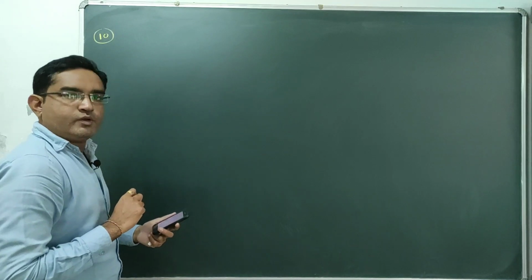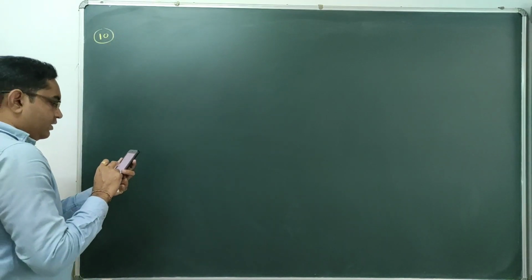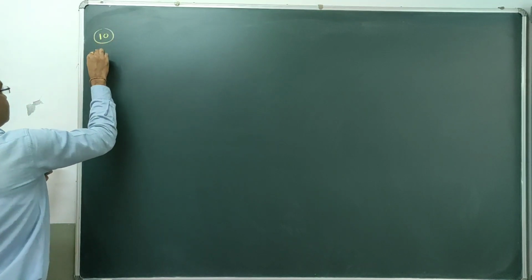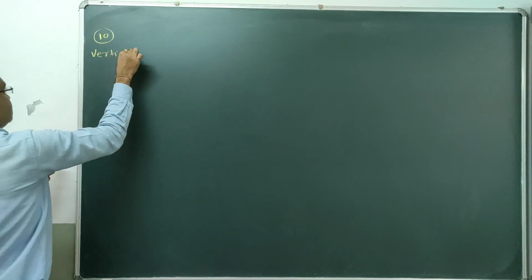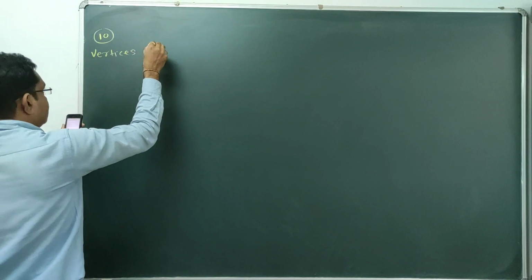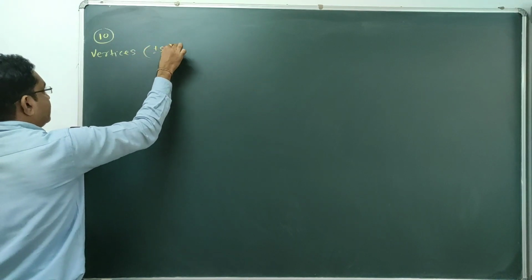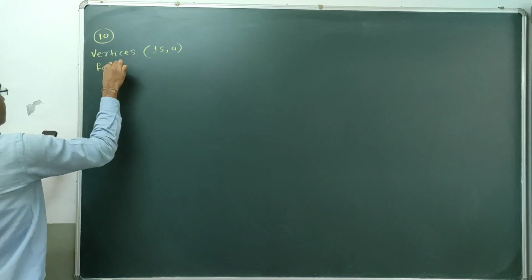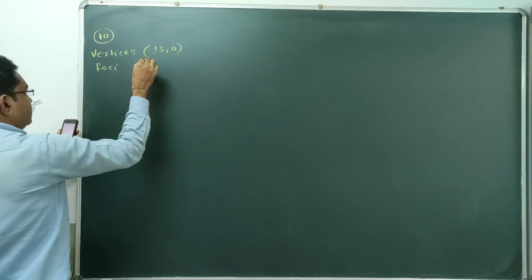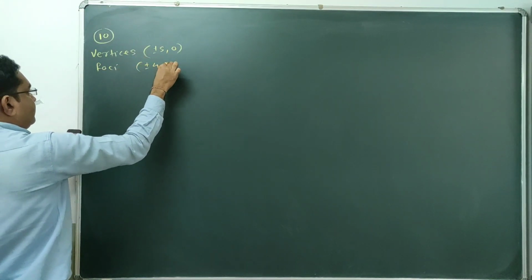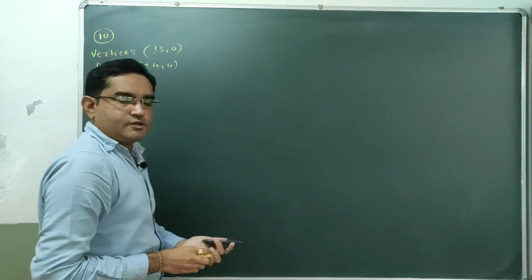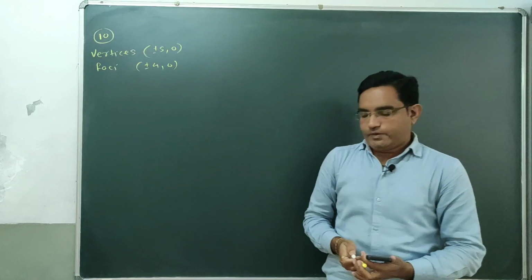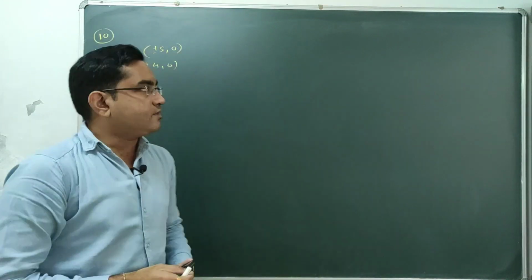Basically there are two types of ellipse. Here the conditions are: vertices of the ellipse are plus or minus 5, 0 and foci are plus or minus 4, 0. These are the given conditions for the ellipse. By using these conditions, we have to find the equation of the ellipse. So first we have to analyze these conditions.